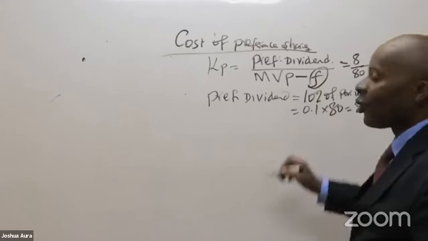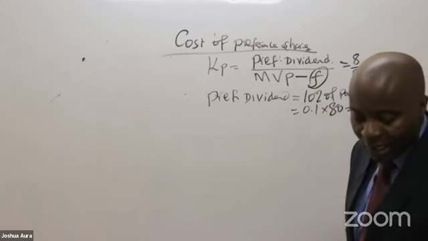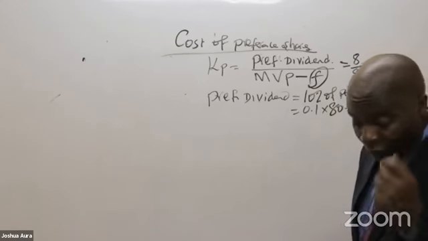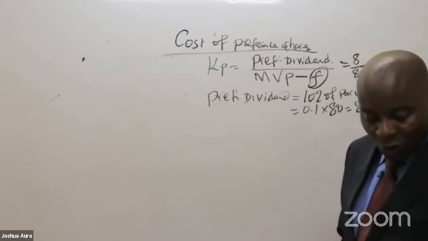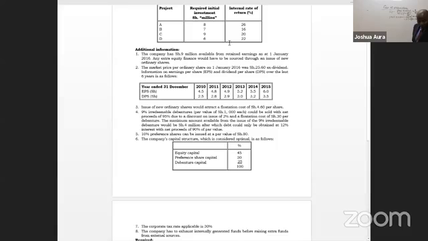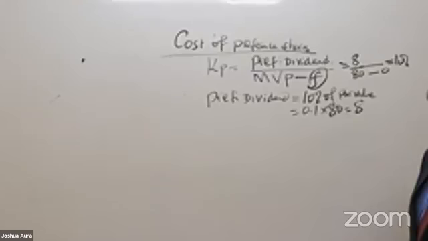You see, F is flotation cost. They haven't given us anything to do with the flotation cost for preference shares. Now, ladies and gentlemen, let's straight away get this particular figure. This automatically will end up being 10%.